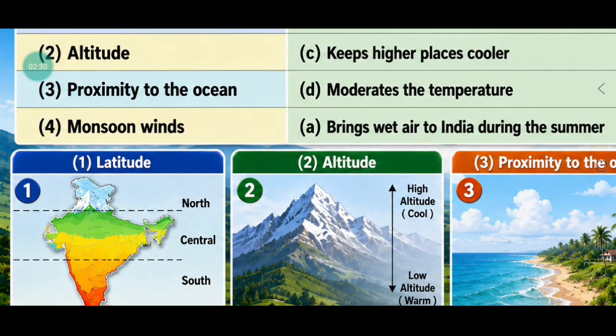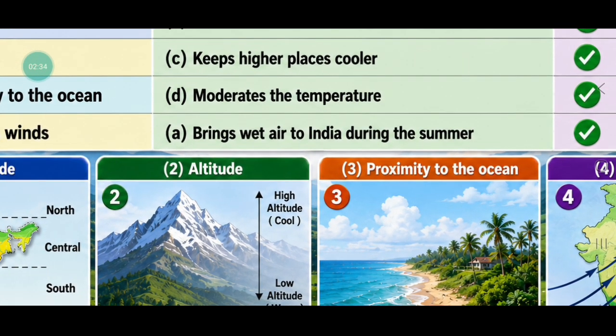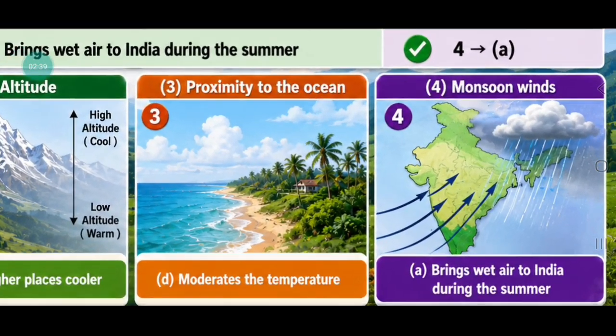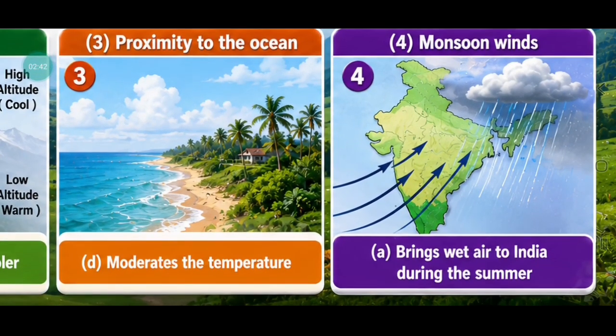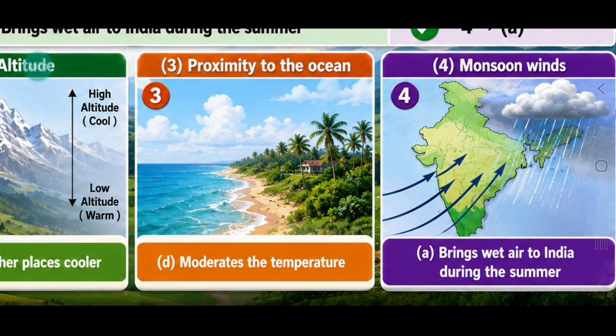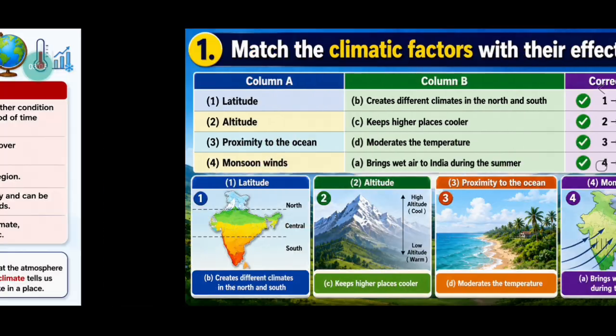Then number 4 is monsoon winds. These monsoon winds bring wet air to India during the summer. Yes, it is true. As you can see here in this picture number 4, these are southwestern winds. They come from the ocean to the land, from sea to land. So they bring the rain here in our country India. I hope you got it. Let's go to the next question.